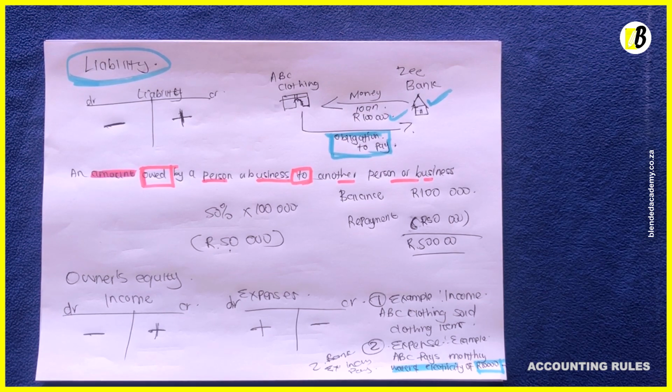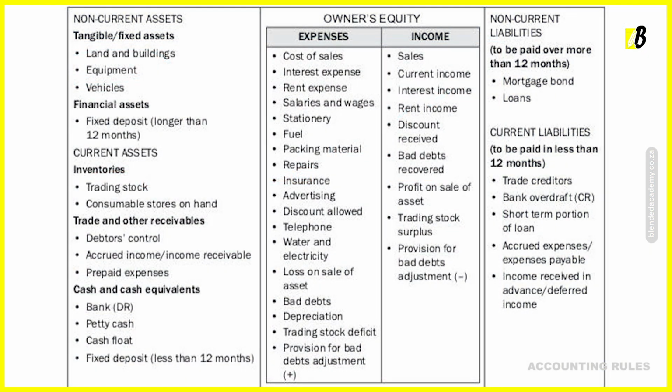So in account classification, I'm going to tell you guys what falls under asset, what falls under owner's equity, and what falls under liability. So under asset, we've got what we call our non-current asset and our current asset. Non-current assets are assets that we're going to hold or own for a longer period, for more than 12 months. And our current assets are assets that we're going to hold for a maximum of 12 months. It can be 3 months, 4 months, 6 months, but it has to be a maximum of 12 months.